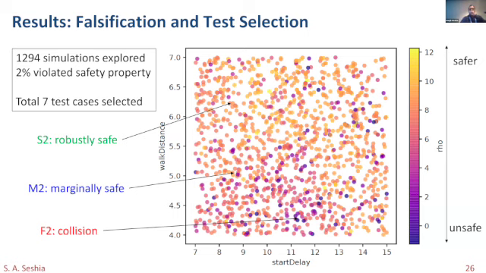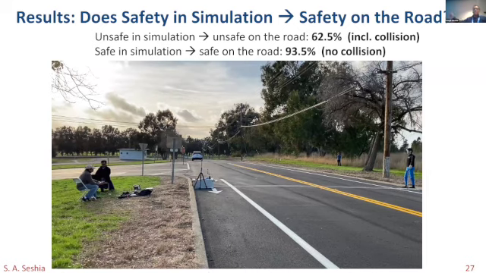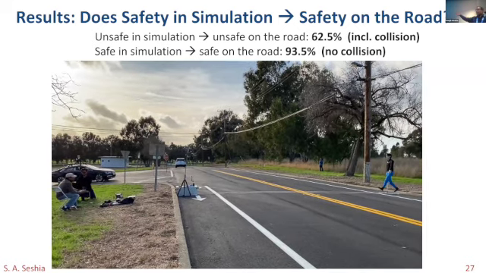And what we found in our experiments was that if something was unsafe in simulation, then the majority of the time it was also unsafe on the road. And we found some collisions as well. And if it was safe in simulation, it was safe on the road. The paper actually goes into a lot more detail of what was going on. But here's an example of an unsafe scenario that was found in simulation and also replicated here on the road.